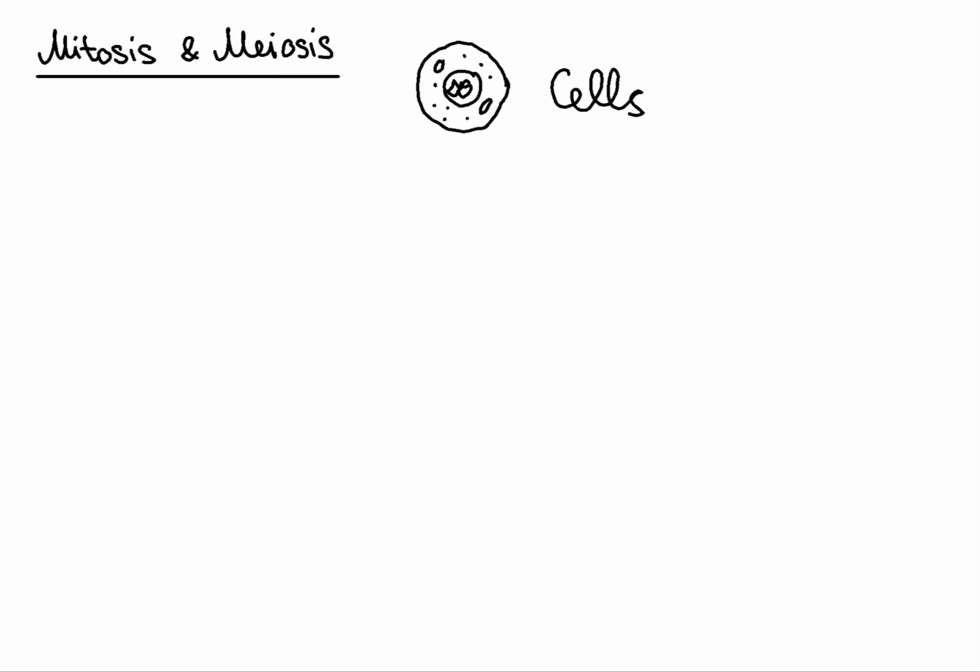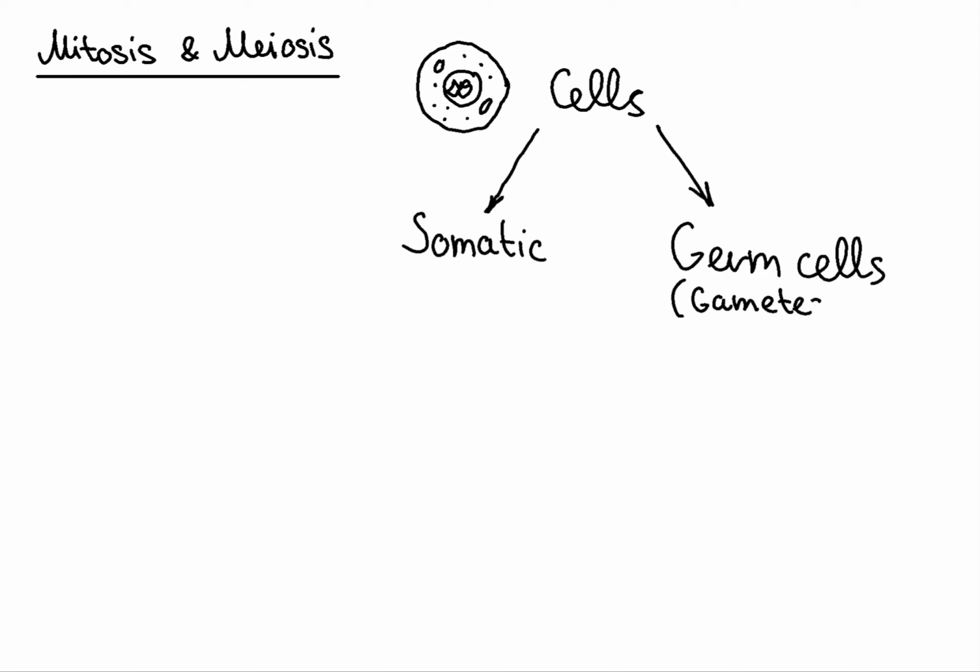Our cells can be divided into two major groups, somatic and germ cells, with a simple difference: germ cells are the cells involved in our reproduction. So these are sperm and egg cells. And somatic cells include all the rest. So this can be any cell of our bodies.